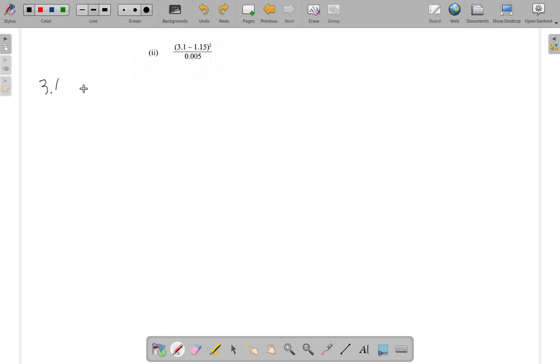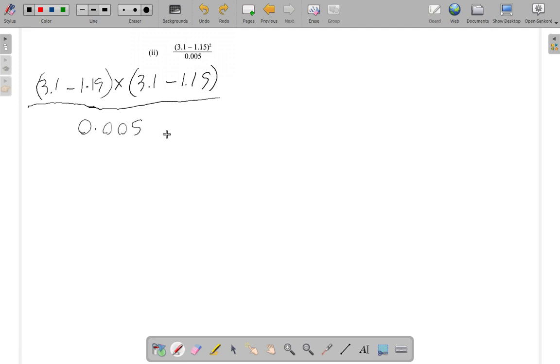3.1 minus 1.15 in bracket. This will multiply 3.1 minus 1.15. And that will be all over 0.005, two zeros and a five. Okay, good.